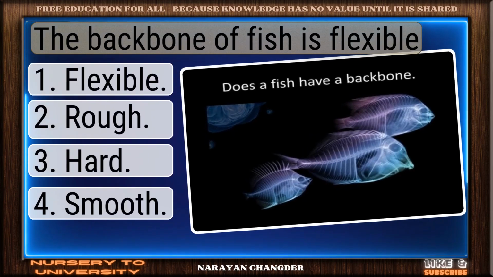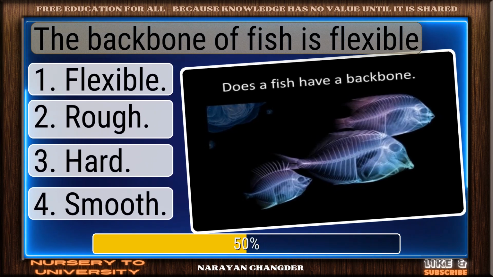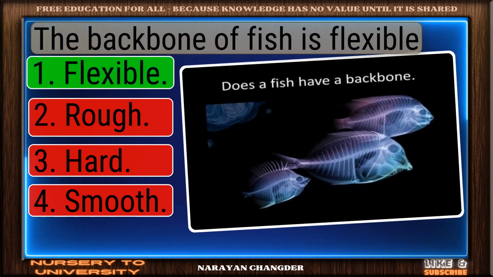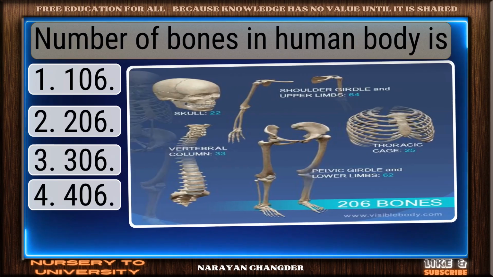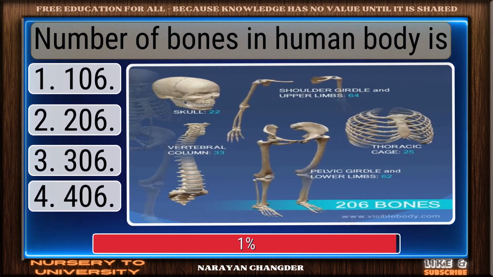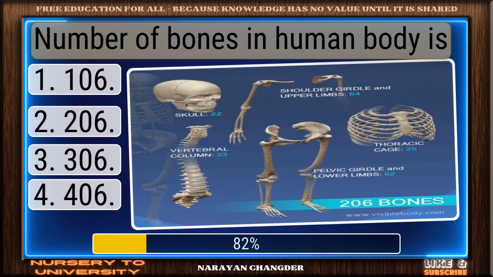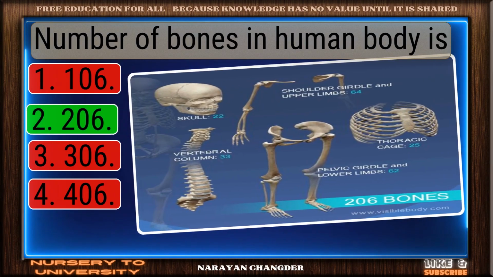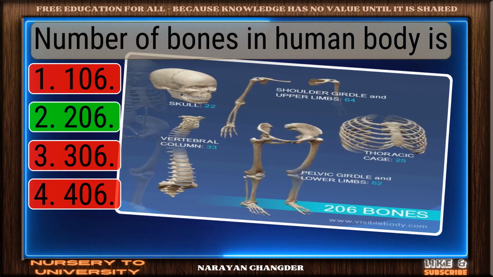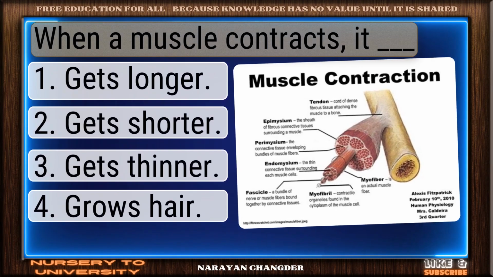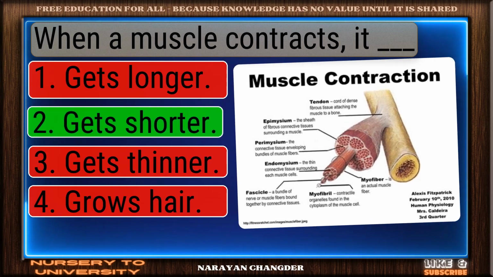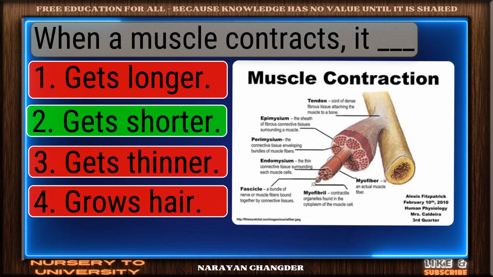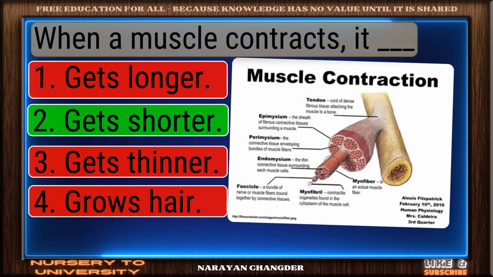The backbone of fish is flexible. Well done. Flexible is the right choice. Number of bones in human body is? Smart move. 26 is an accurate answer. When a muscle contracts, it dash. Strong choice. Gets shorter is the right answer.